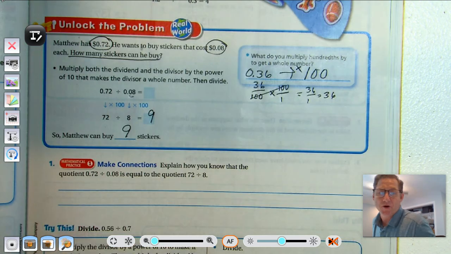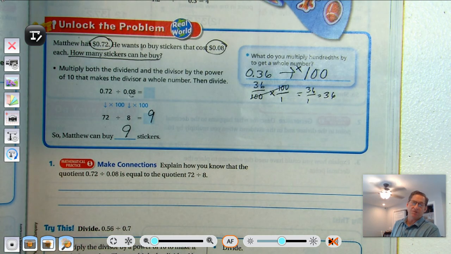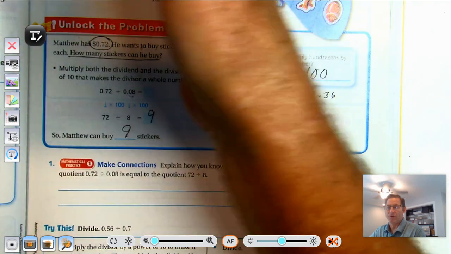So explain how you know that the quotient 72 hundredths divided by 8 hundredths is equal to the quotient 72 divided by 8. Well, we multiply both the divisor and the dividend by 100. So the quotients have to be equal. They have to be the same. I changed them by the same value.